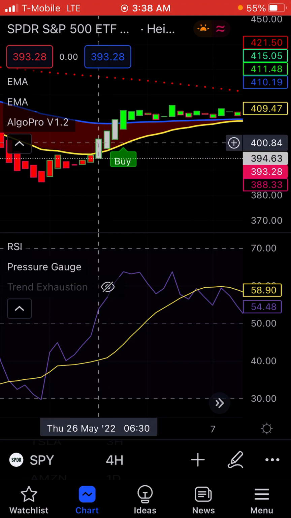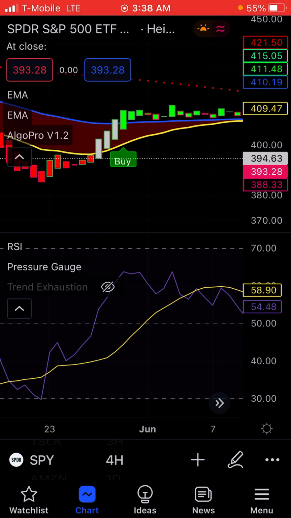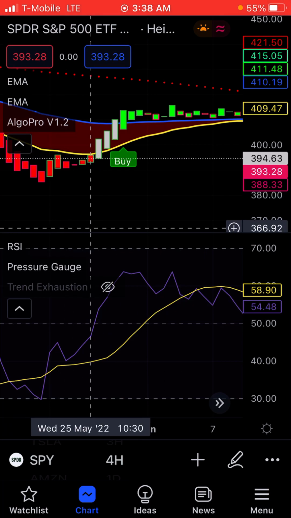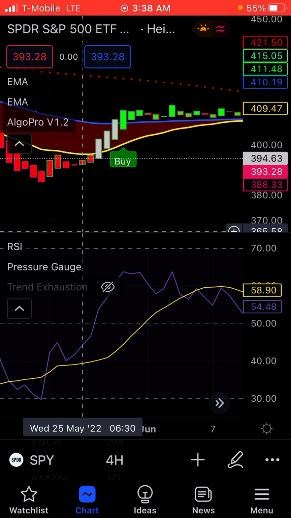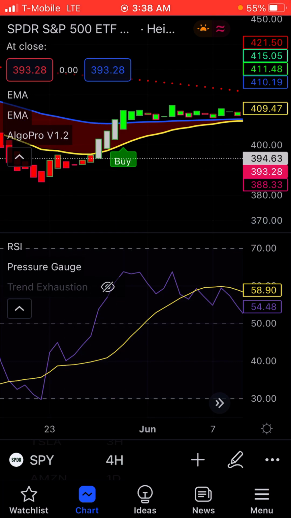So if you want to do it without the indicator, the spot that it went up is right here. So if you look at the RSI, that's right around here in the middle. But you can also get in down here, but it has to be above the yellow line.